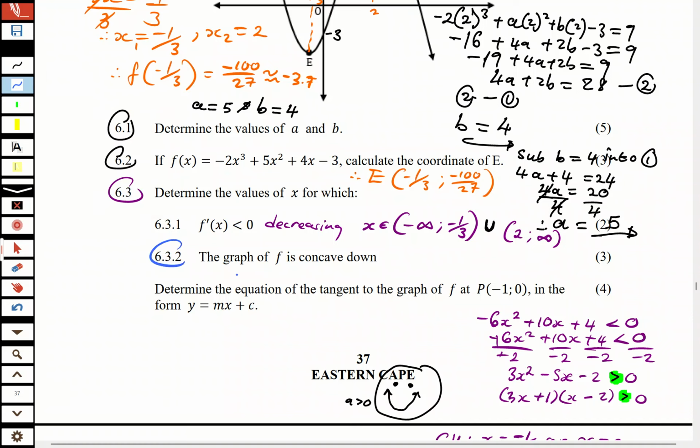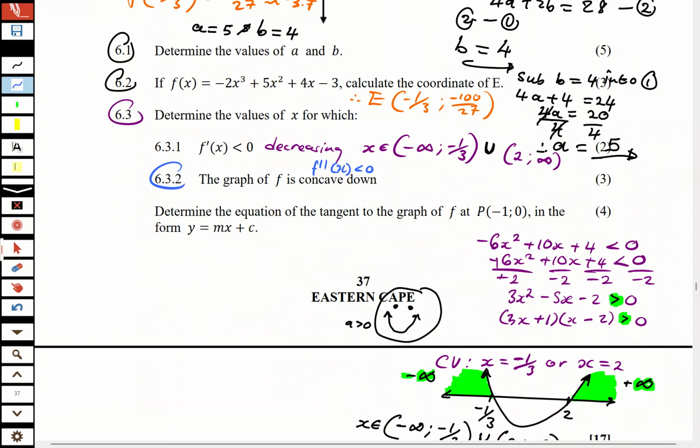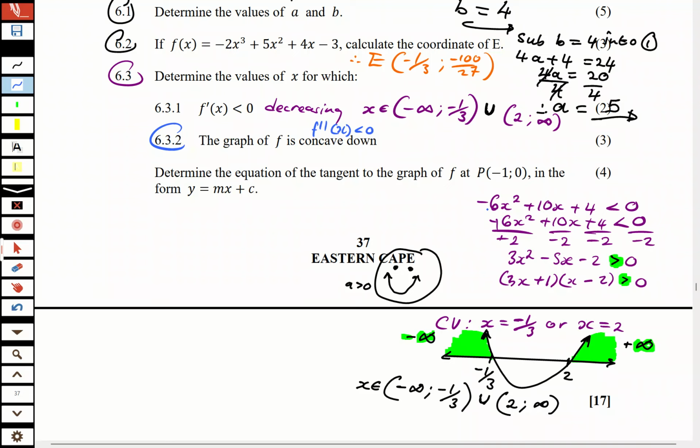So now, 6.3.2, they say where is our f concave down? Remember, concavity depends on what? On the second derivative. And down depends on what? On the second derivative being what? Less than 0. You understand? So remember, this was our first derivative. So now let's take the second derivative.